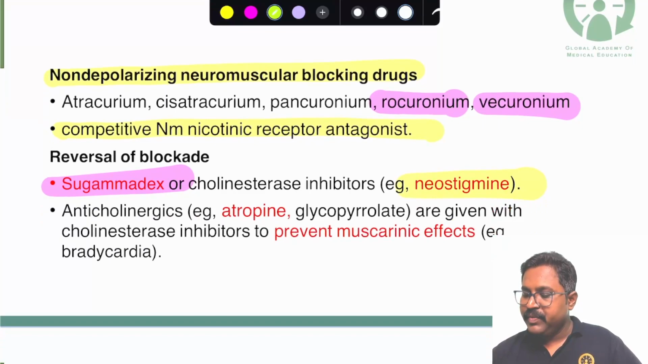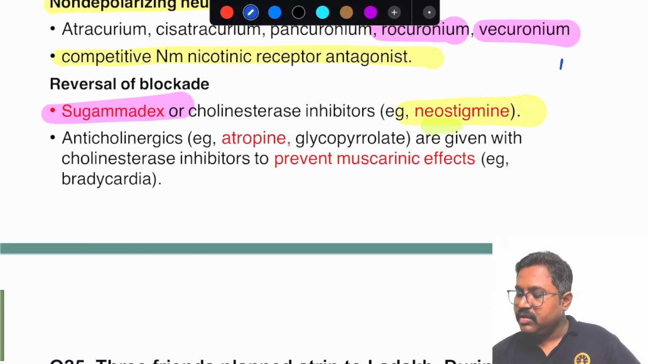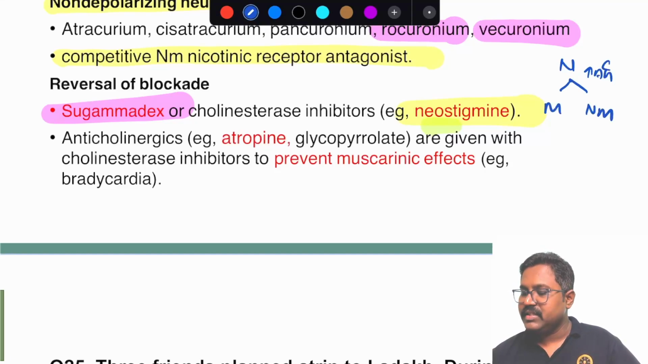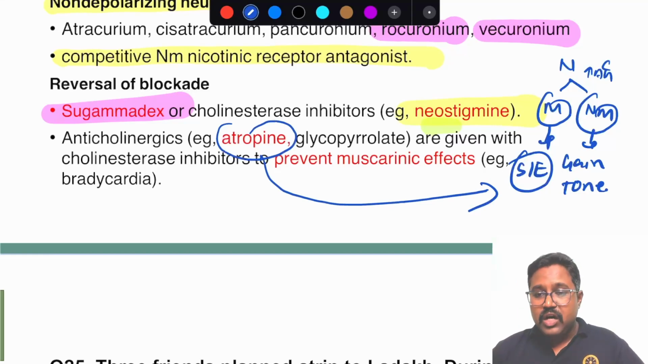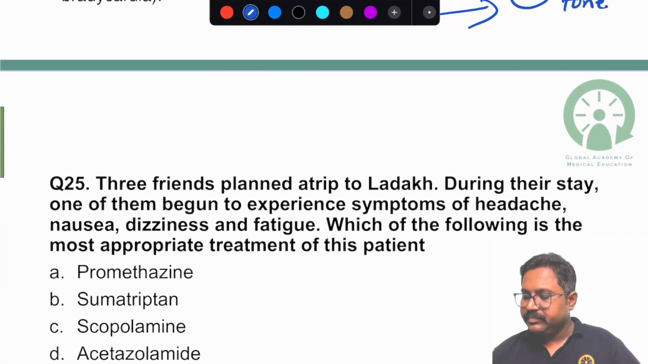Since you are giving neostigmine, it is going to increase the acetylcholine concentration, and it will act on both muscarinic and NM receptors. By acting on this, it will gain the tone of the muscle, whereas this will also cause side effects. These side effects can be prevented by giving atropine. So along with neostigmine, you need to give atropine supplementation to prevent the muscarinic side effects. Is that clear? Okay.